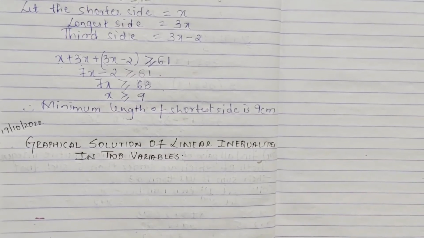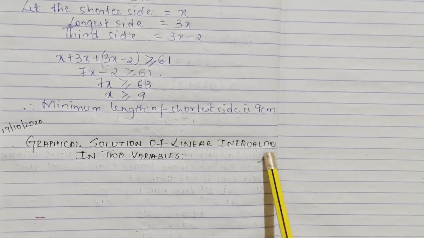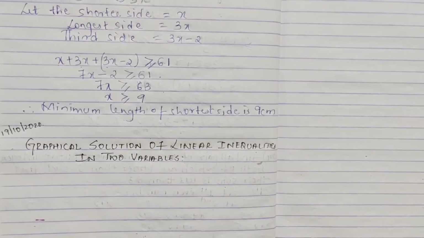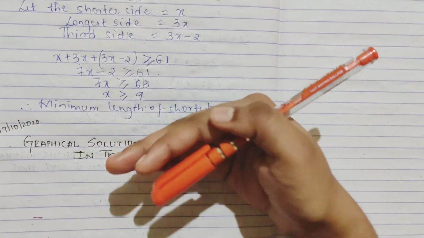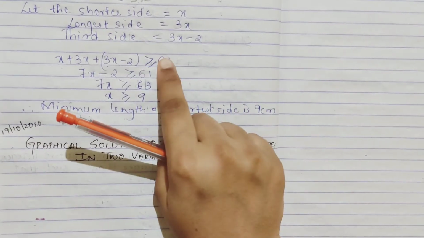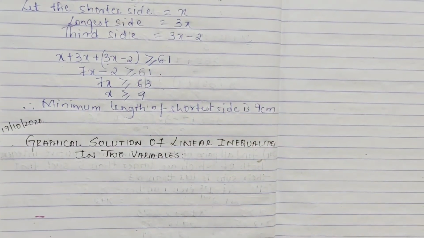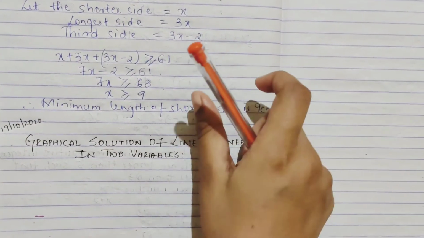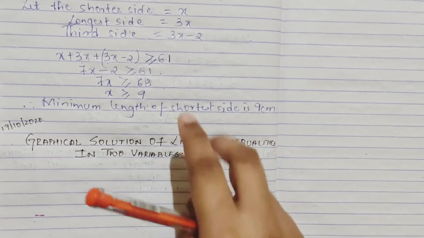So today we'll proceed with our next topic, that is graphical solution of linear inequalities in two variables. Till now you have studied linear inequalities. We know how to solve in one variable, and you have also studied how to plot that graphically on a number line. Now next is graphical solution in two variables.